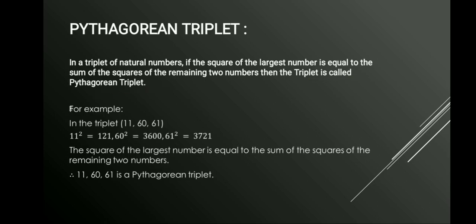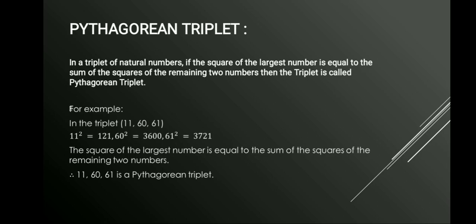I repeat, in a triplet of natural numbers, if the square of the largest number is equal to the sum of the squares of the remaining two numbers, then the triplet is called a Pythagorean triplet. Let's understand this by example.